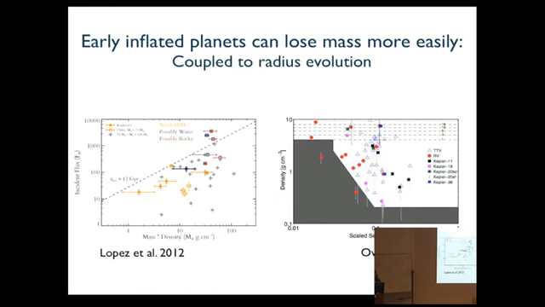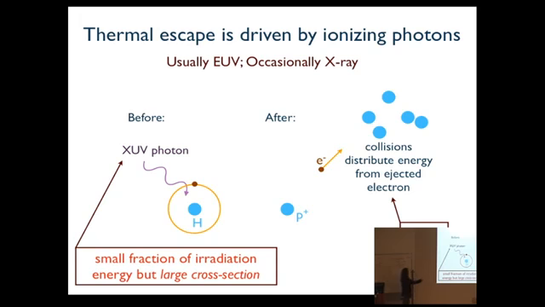Right, so the high energy photon comes in, it ionizes your atom, your electron goes off with some extra velocity, it collides with nearby atoms, distributes that extra energy, and that gives you heat. So that's where the heating is coming from. It's photoionization heating.